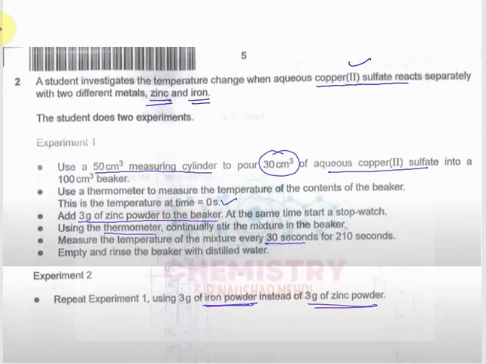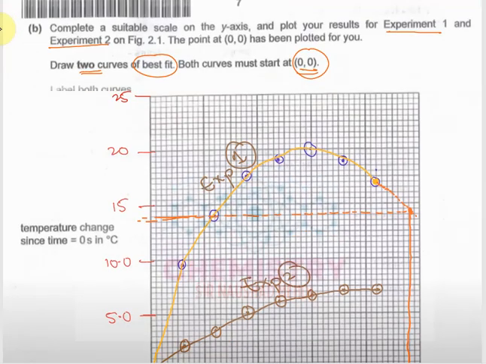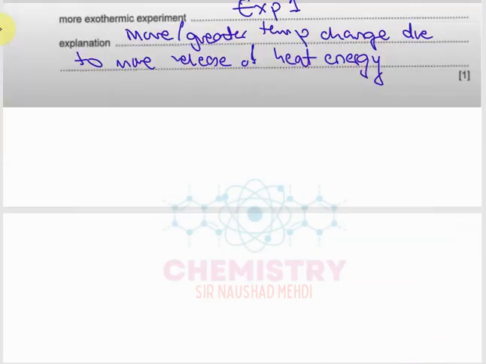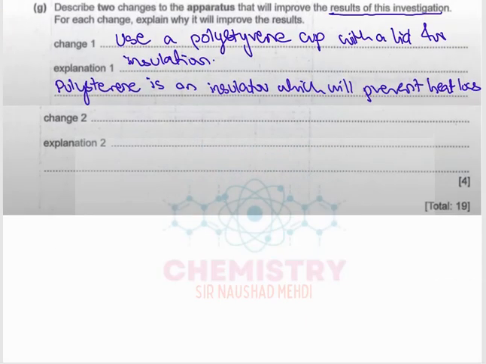In this procedure, they are using a 50 cm³ measuring cylinder to pour 30 cm³ of copper sulfate into a beaker. So they are using a measuring cylinder for pouring the copper sulfate into the beaker. Instead of using a measuring cylinder, we can use a burette also, because the burette is more accurate than the measuring cylinder. So we can use a burette to take accurate readings.